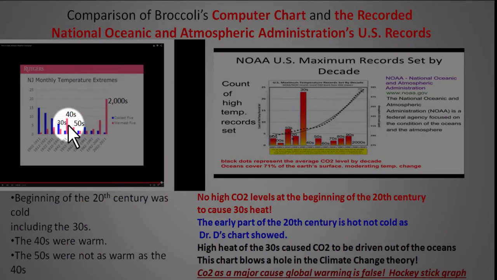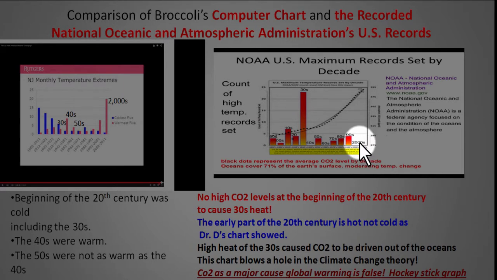Let's compare Dr. Broccoli's chart on the left with the actual temperatures recorded by the National Atmospheric Administration. Dr. Broccoli's chart shows the cold readings in blue and the warm readings in red. He shows the beginning of the 19th century to be cold, when in fact it was quite warm. He shows the 30s to be cool, while in fact it was extremely hot. He shows the 40s to be very warm, when in fact it was cold. He shows the beginning of the 21st century to be extremely hot, when it was actually quite cool.